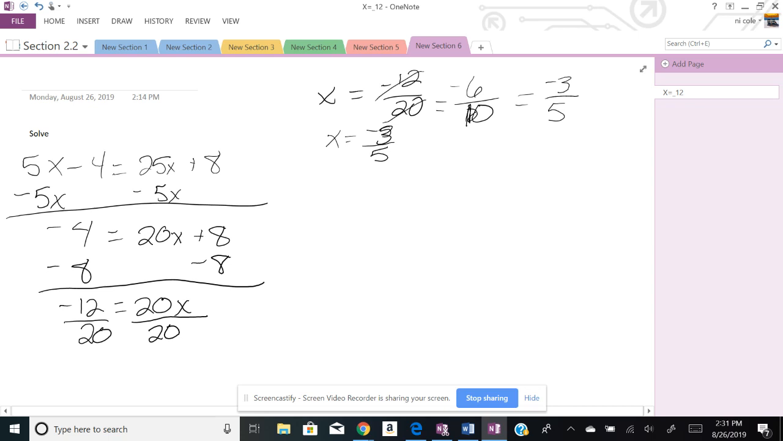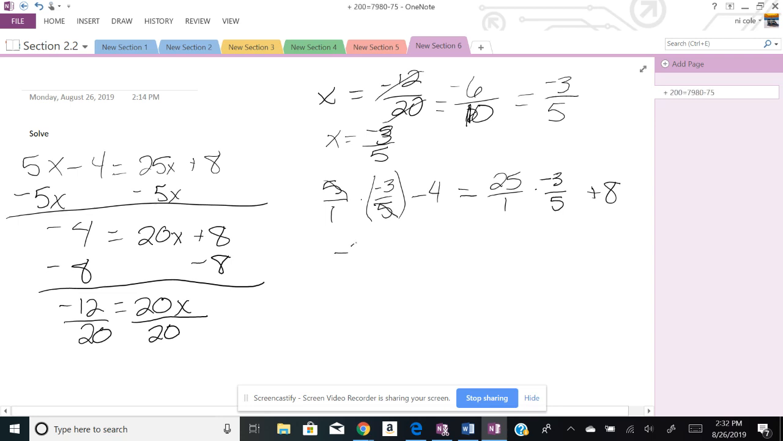Okay, now I need to check. So I'm going to put this into a fraction because I got a fraction answer. 5 times negative 3 over 5 minus 4. Is that equal to 25 over 1 times negative 3 over 5 plus 8? Okay, I'm going to start here back at the beginning. So those are going to cancel, giving you 1.